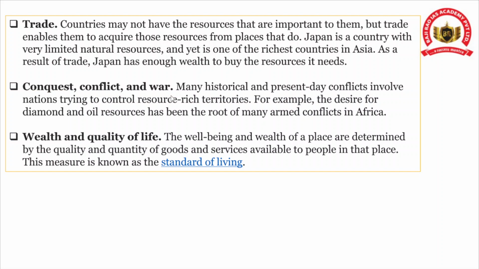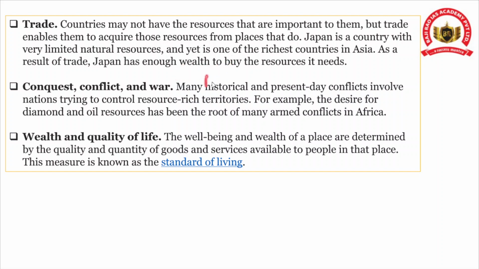Okay, so this is evident from the past also. Also in present day there are several conflicts. Especially we can observe this in Africa. For example, the diamond trade, and even terrorist organizations like Boko Haram in Nigeria. They are controlling the oil reserves. So therefore, it very often results in conquest, conflict, and war.